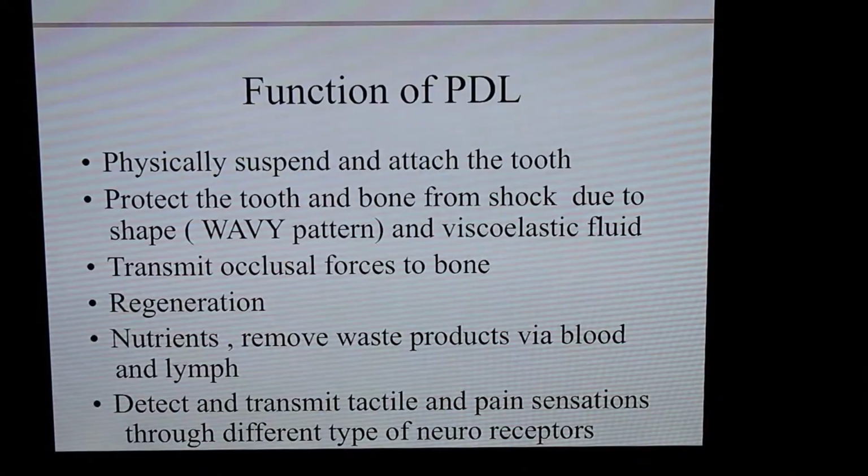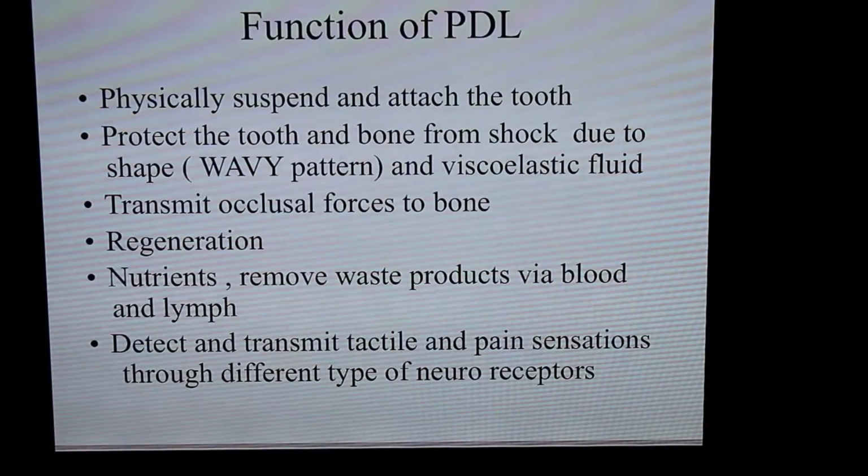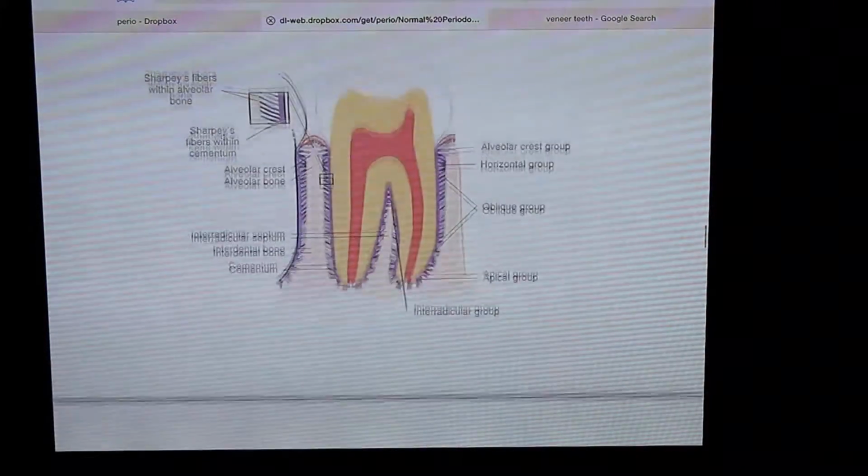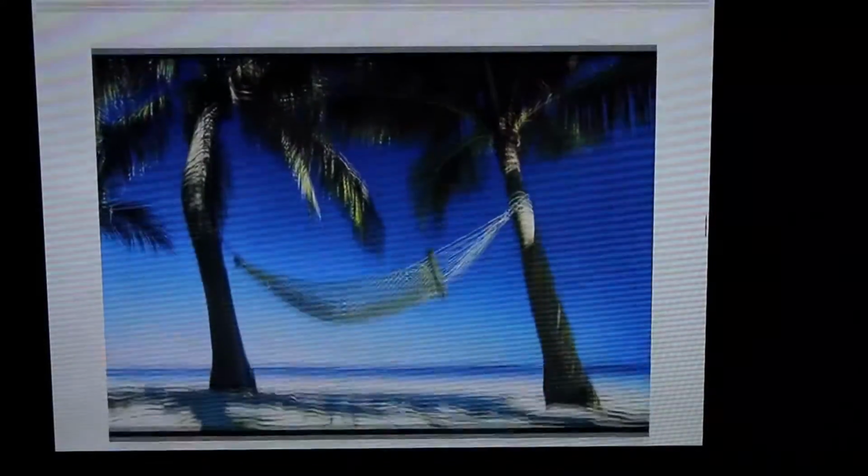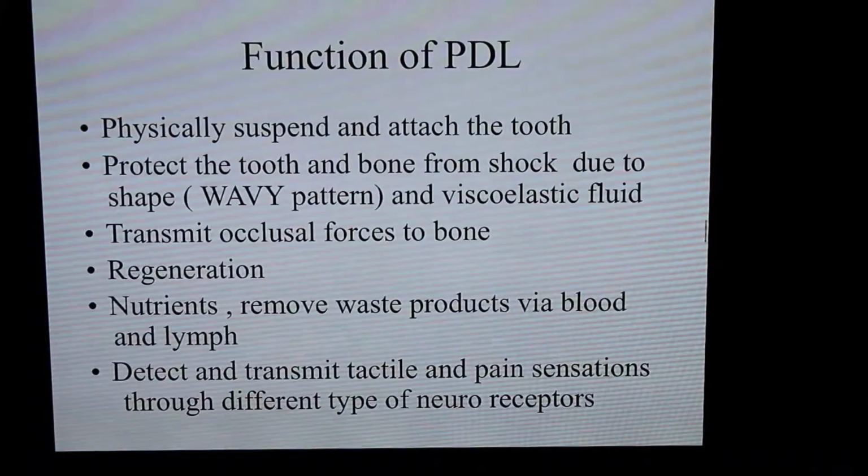Now the functions of the periodontal ligament are very important. Physically, the periodontal ligament fibers suspend and attach the tooth surface in the socket, and protect the tooth and the bone from shock due to occlusal forces because of the viscoelastic fluid present in the periodontal ligament space. The periodontal ligament fibers also have a wavy pattern.